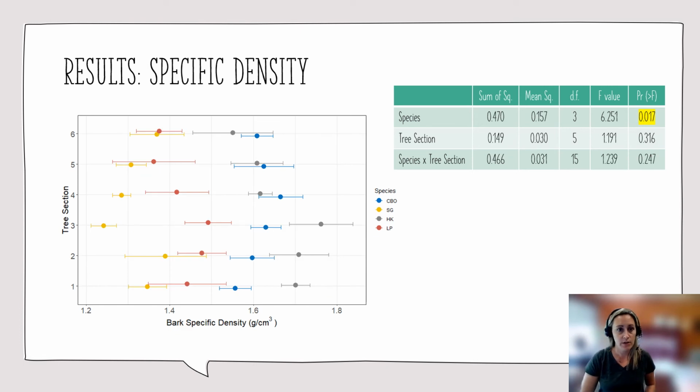Specific density varied across species, with ground hickory bark in gray having the highest specific density at 1.66 grams per cubic centimeter, followed by cherry bark oak in blue at 1.16, loblolly pine in red at 1.43, and sweet gum in yellow at 1.32 grams per cubic centimeter. Specific density variability along stem section was large, and there were no differences in height within a given species.